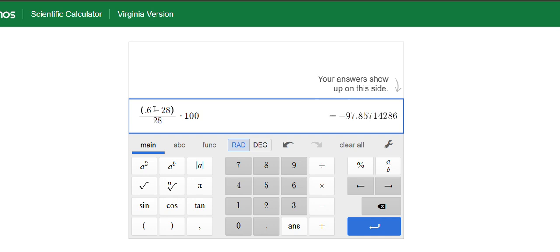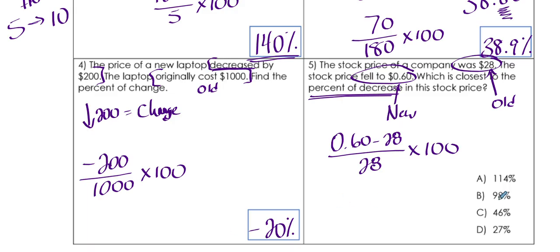So we get 97.8. So of these choices, it's closest to 98%. I also want you to notice that we dropped the negative sign. It was 97.8, 0.9 if we round. We have a negative sign here because when you subtract, that gives you a negative number. It's going down. It's going from 28 down to 60 cents. So it should be negative. But none of these answers show it as a negative. It's because of the way the question is phrased. It's saying it's a percent decrease. That's already implying that it's going down. It's just going down by that amount. So that's why there's no negative sign on any of these answers.